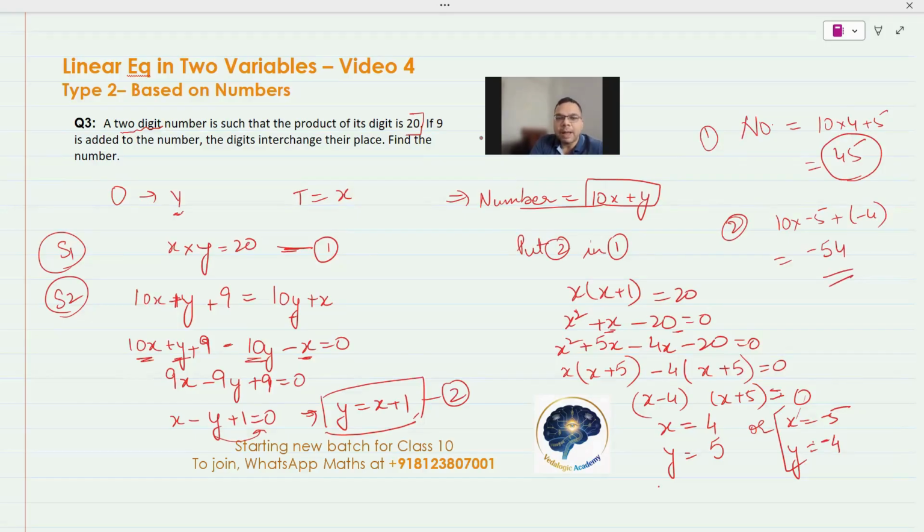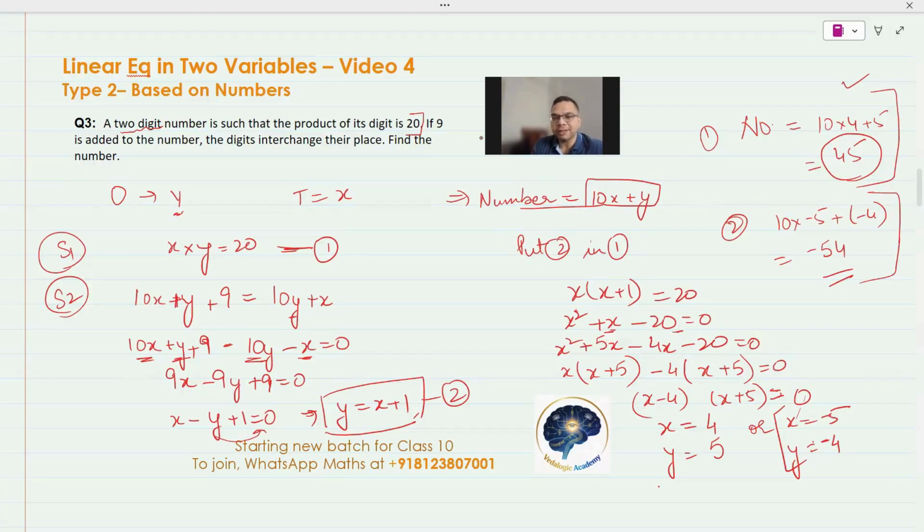Generally we talk about the numbers which are not integers, which are whole numbers. So from that scenario, this answer is sufficient for us. But you can also write minus 54 as well. There is no problem in that. So either this or that, right?